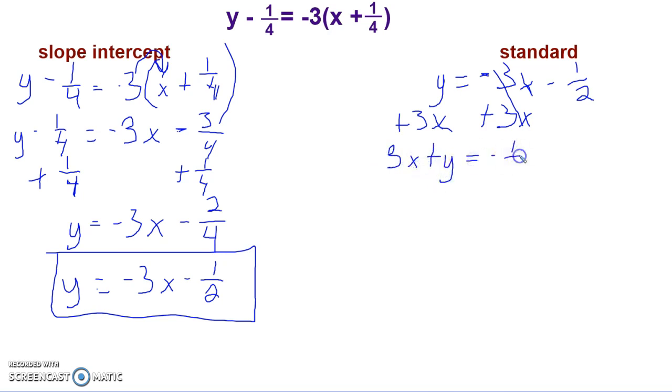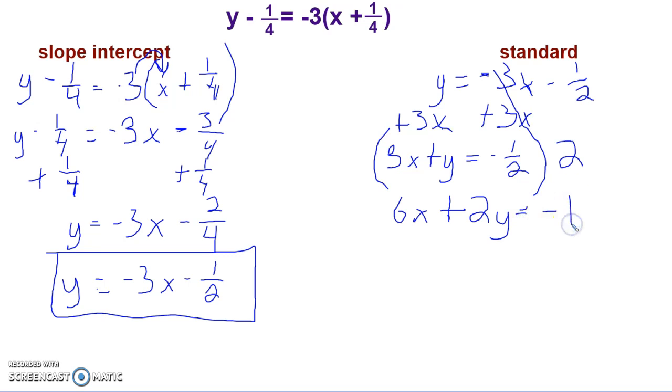1/2. Now remember that in standard form, we want everything to be an integer. This 1/2 is not an integer, it's a fraction. So in order to get rid of that 2 down there, I'm going to multiply everything by 2. So we have 2 times 3, which is going to be 6x. And then we have 2 times 1, which is going to be 2y equals, and then 2 times negative half is going to be negative 1. So our standard form is going to be 6x plus 2y is equal to negative 1. And there you have it.